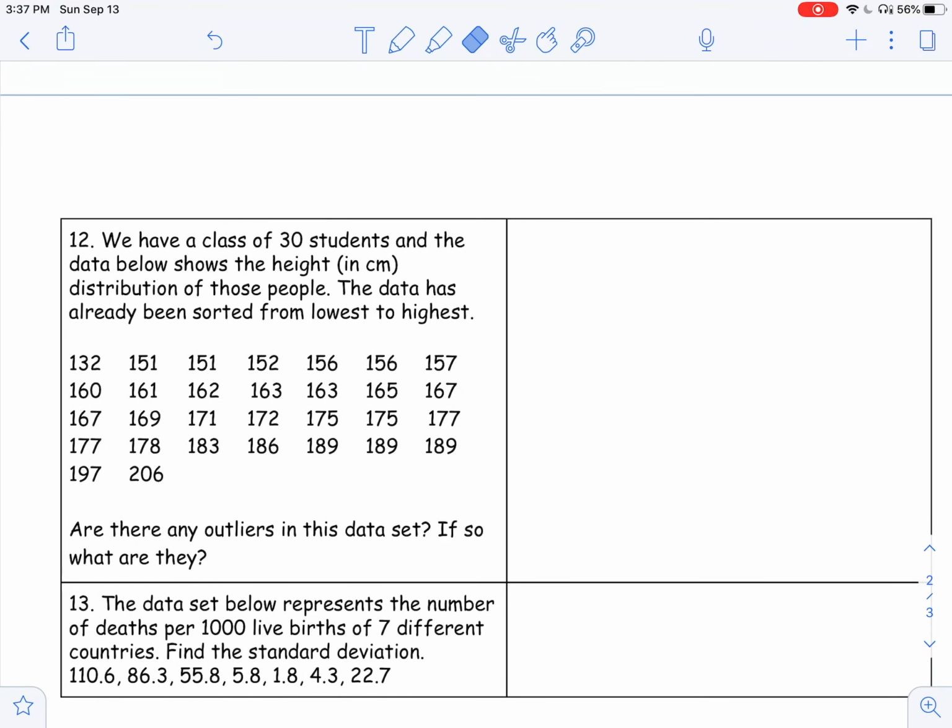For number 12, we have a class of 30 students, and the data below shows the height in centimeters distribution of those people. The data has already been sorted from lowest to highest. We want to know if there are any outliers in this data set.